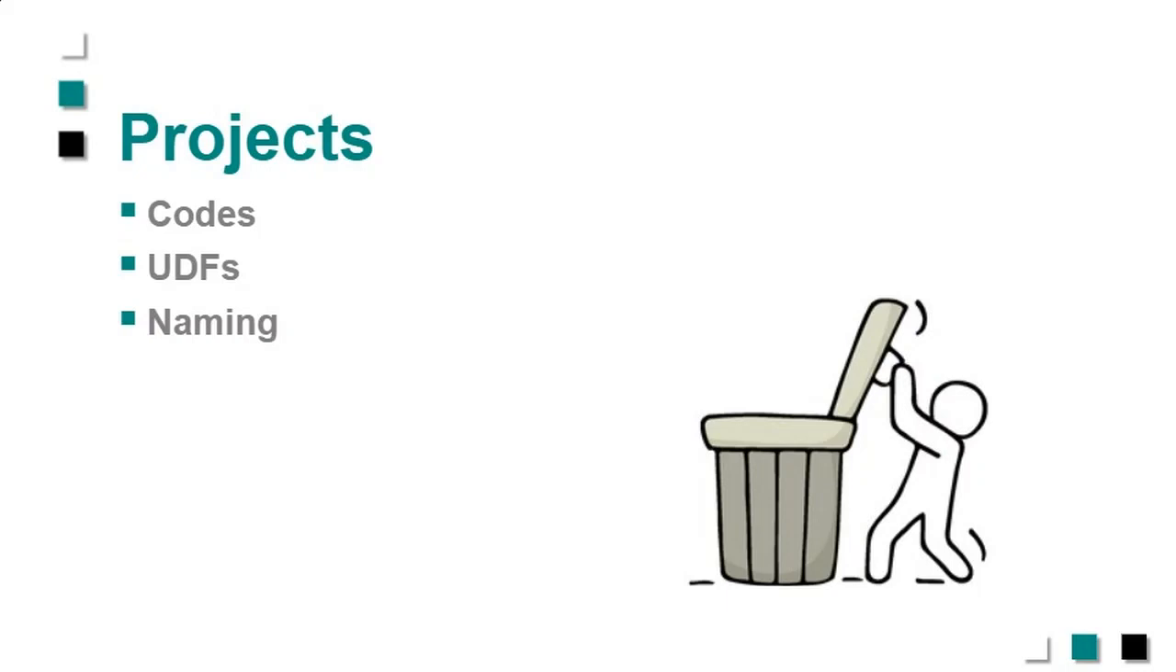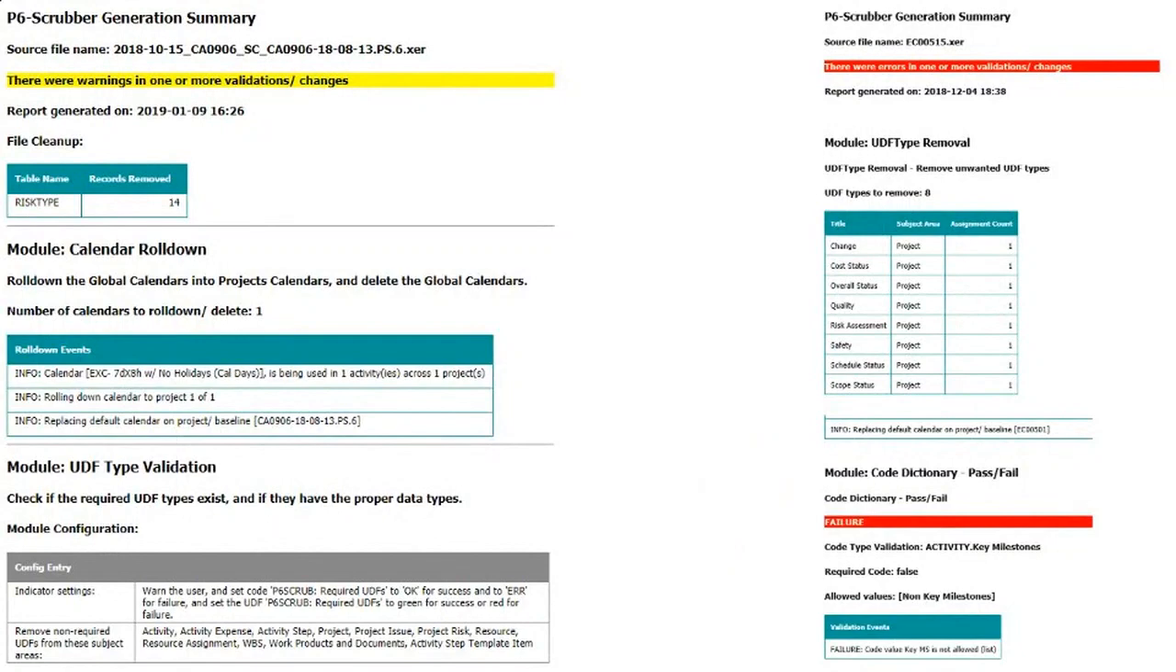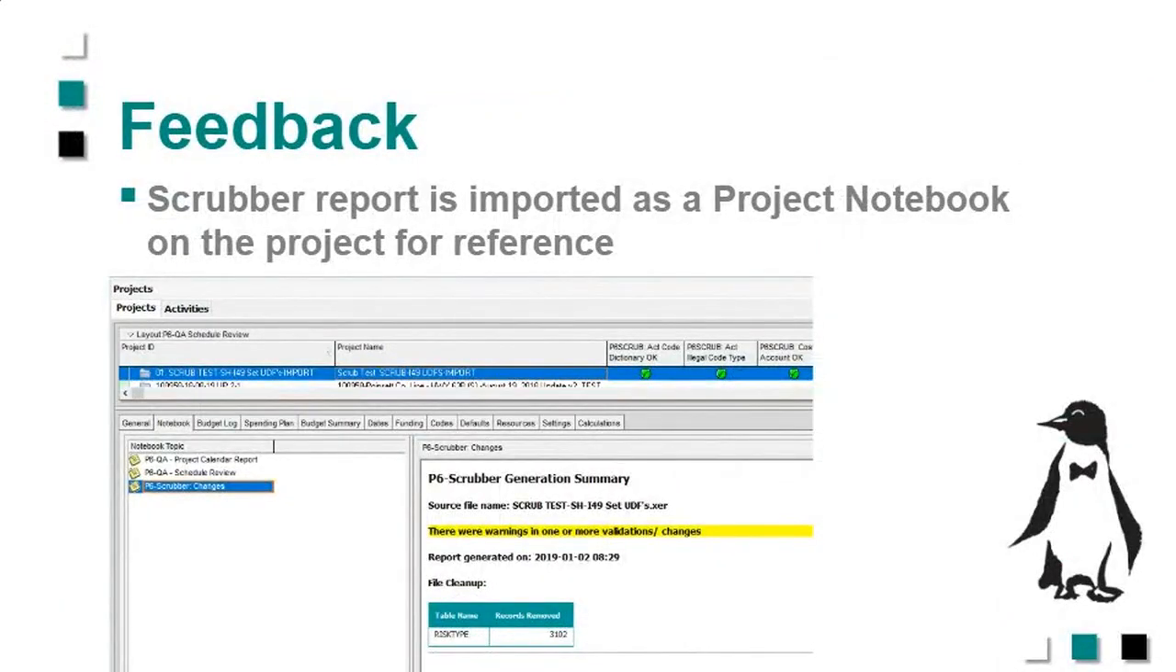So we took a look at how you can deal with codes, UDFs, naming, roll downs, merging, as you saw with the resource, and of course the output so that you've got the backup as to what occurred. As Sue said, some of our clients send that to the contractor that they've received the schedule from, particularly if there's quite a few things that don't meet the contract standards. And then you can bring the data in and get that feedback loop in P6.